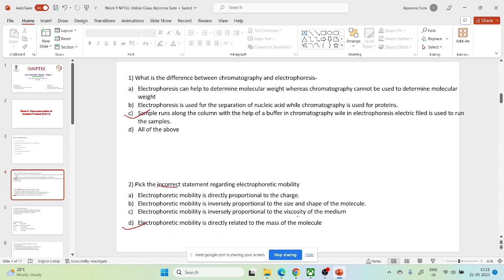If the viscosity of the medium would be more, what will happen? The frictional force would be more, so mobility would be less. If the charge is more, then obviously the mobility would be more. So in general, you could have opted for the answer, and obviously you have the formula also.